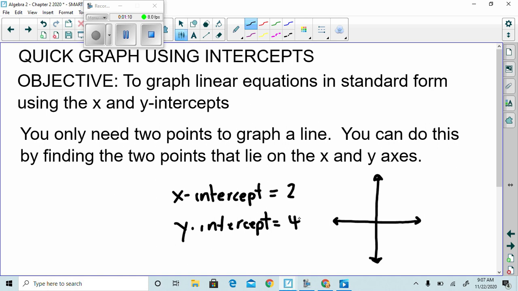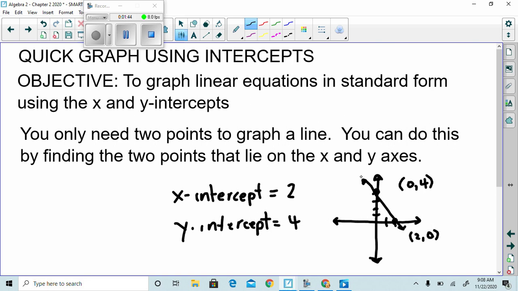Why? Because the x-intercept is a point on the x-axis, and here it is here, 2. And the coordinates of that point would be (2, 0). And I could look at a point on my y-axis as being 1, 2, 3, 4, and there's my point on the y-axis, which that set of coordinates would be (0, 4). And now that I have 2 points, I connect the dots. And there's the graph of that line.